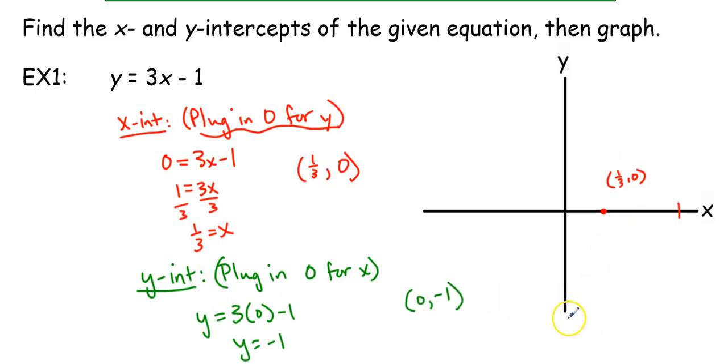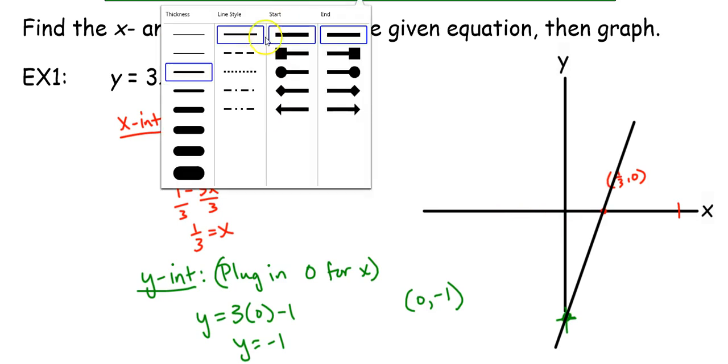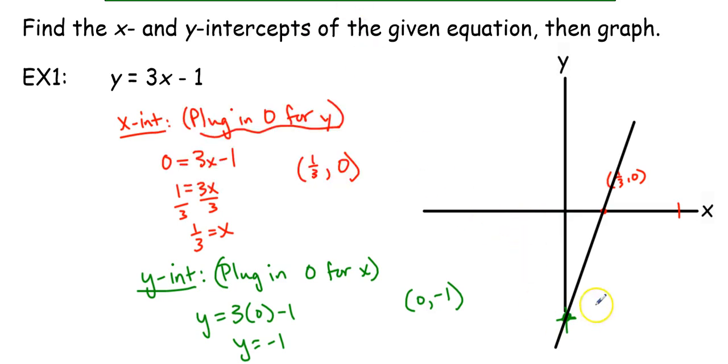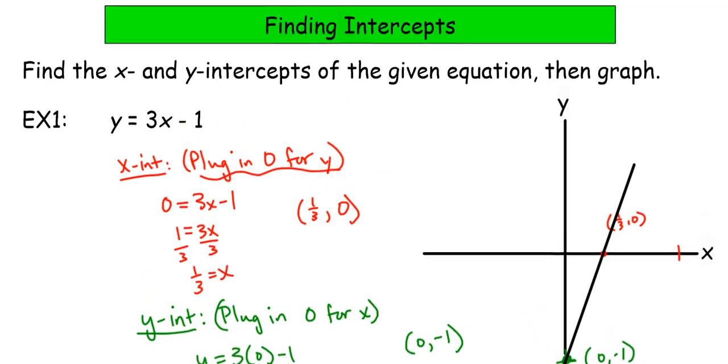So let's go ahead and plot that. -1 is about right here on my axis. There's my y-intercept, and we can draw, sketch our line that goes through those points. You want to make sure you label your intercepts when you're going through and plotting and graphing these too. So this is 0, comma -1, and we've plotted it using the x and y intercepts.